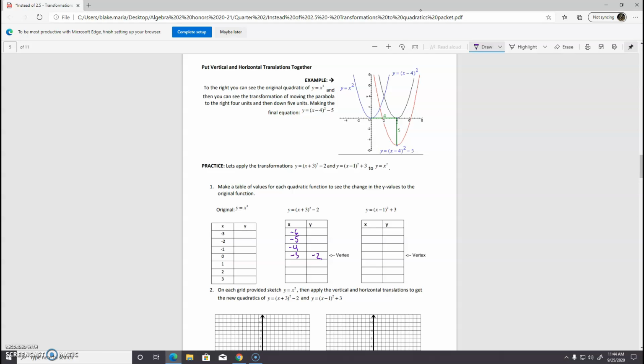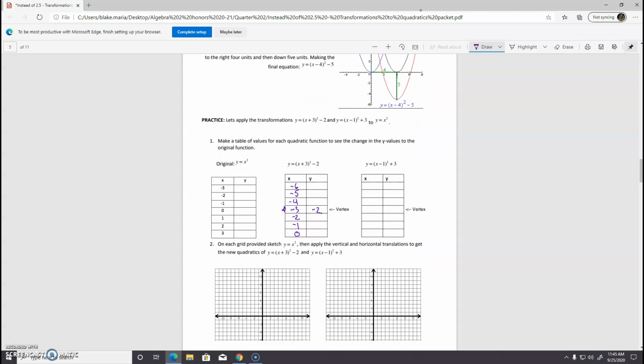So pick smart points because these will be way easier to plug in and you'll get way smaller numbers. And then pick 3 points to the right, so -2, -1, and 0. Right? Pick smart points. Wherever your vertex is, go immediately to the left and then immediately to the right of it. That'll keep you with smaller numbers in here. Easier to graph. So complete that one, graph it.